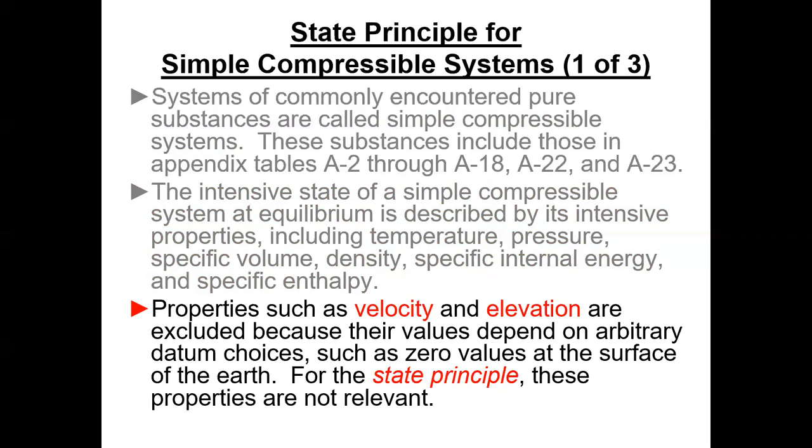Properties such as velocity and elevation are excluded because their values depend on arbitrary datum choices, such as 0 values at the surface of the Earth. For the state principle, these properties are not relevant. So we don't worry about the overall kinetic energy of the system, like if it's moving on a truck, or if it's changing elevation from the bottom of the mountain to the top of the mountain. Those types of interactions are not included in the discussion about the state principle.